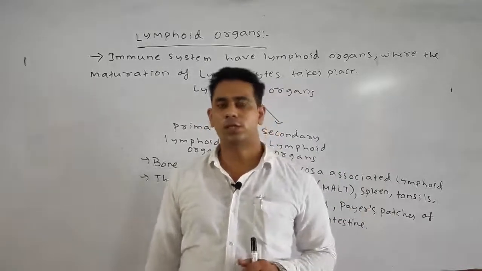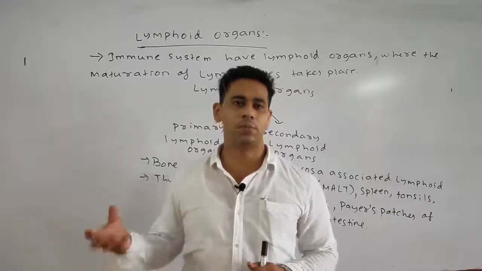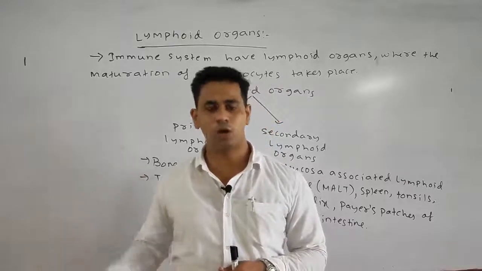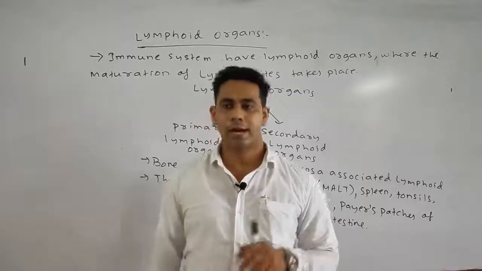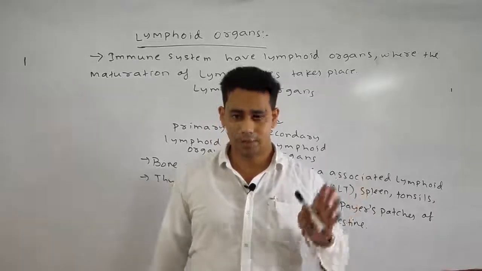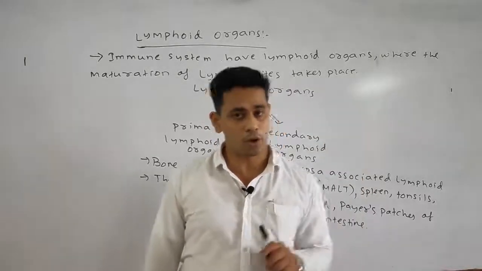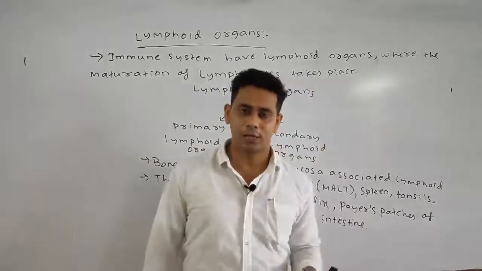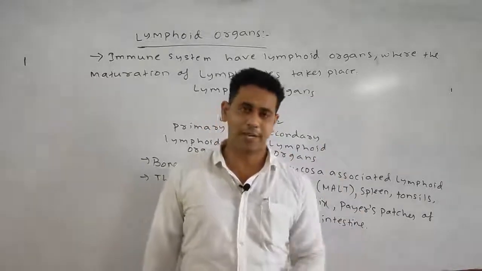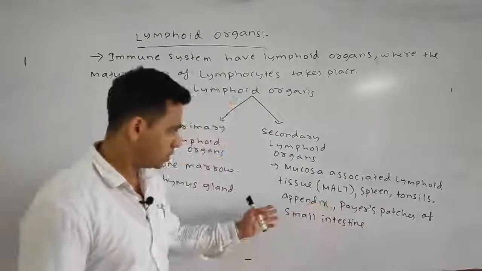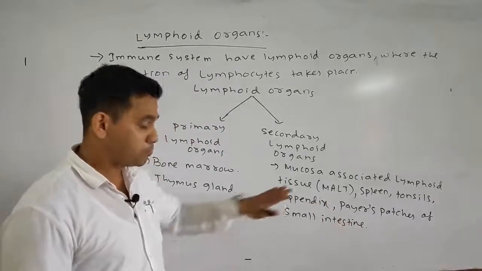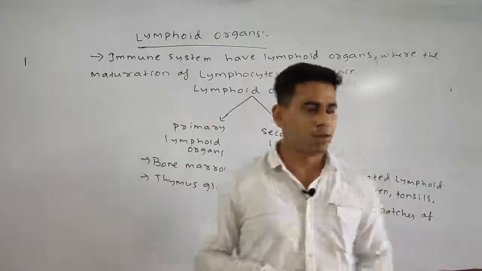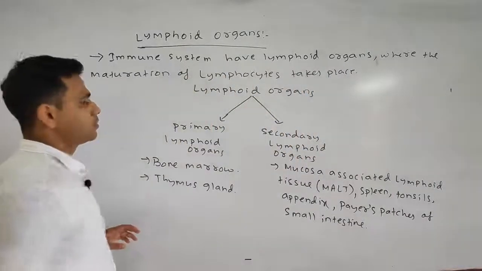Primary lymphoid organs consist of the bone marrow, in which the B cells or B lymphocytes are formed, and the thymus gland, where the T cells or T lymphocytes mature. And various secondary lymphoid organs are also present, such as the mucosa associated lymphoid tissue, or MALT, the tonsils, appendix, the Peyer's patches of the small intestine, and the spleen. So these are your various secondary lymphoid organs. So this is all about your lymphoid organs. Please note down.